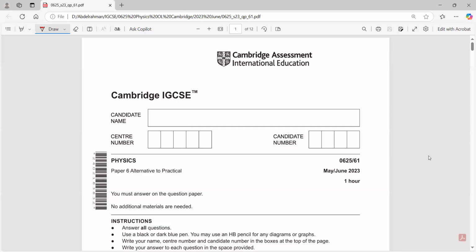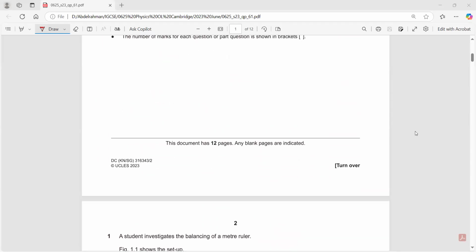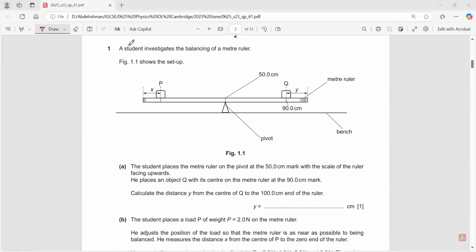May, June 2023, paper 6, variant 1. Question 1. A student investigates the balancing of a meter ruler. He places the meter ruler on the pivot at the 50 centimeter mark. With the scale facing upwards, he places an object Q with its center at the 90 centimeter mark.